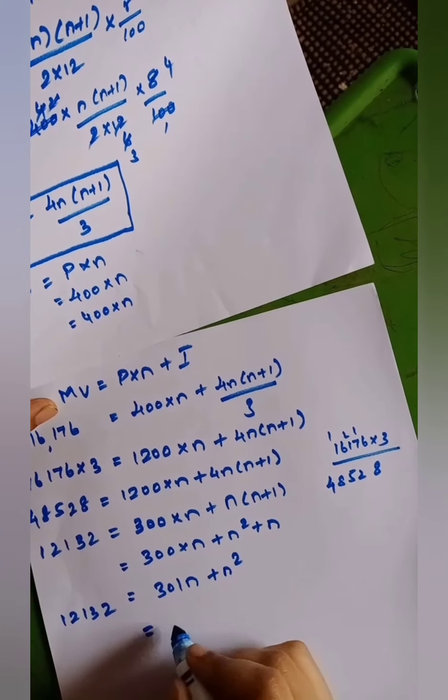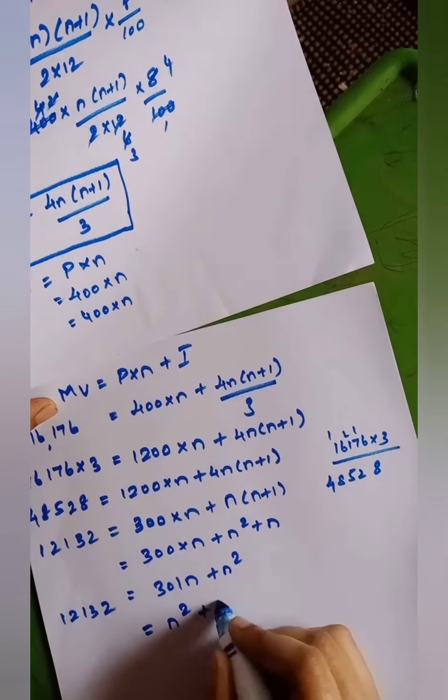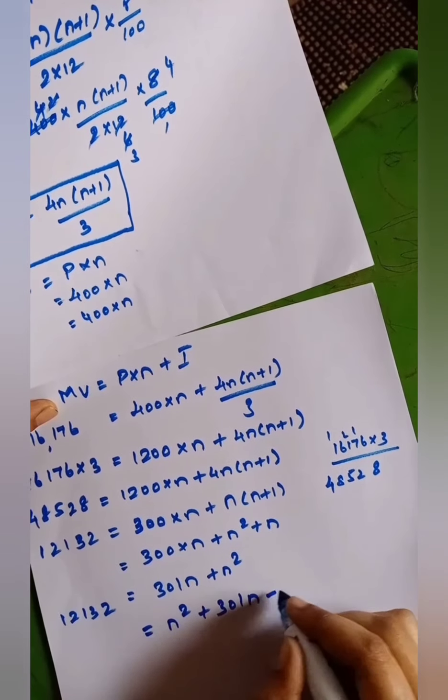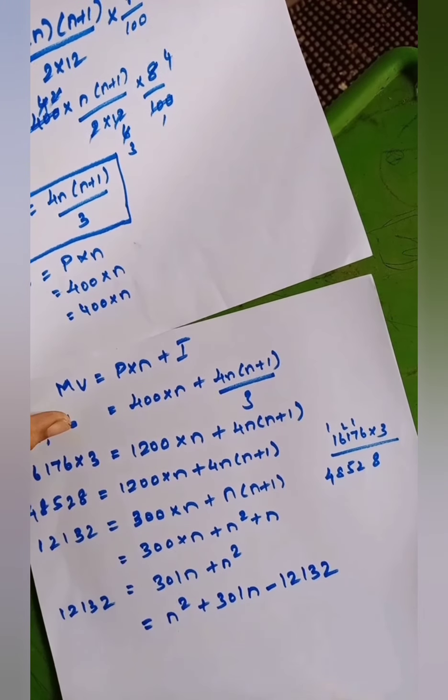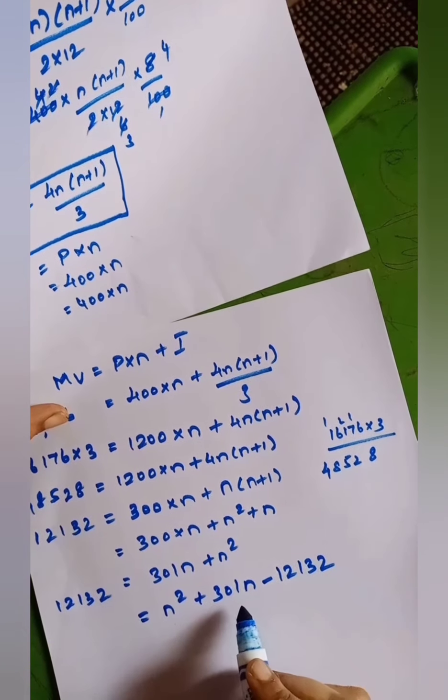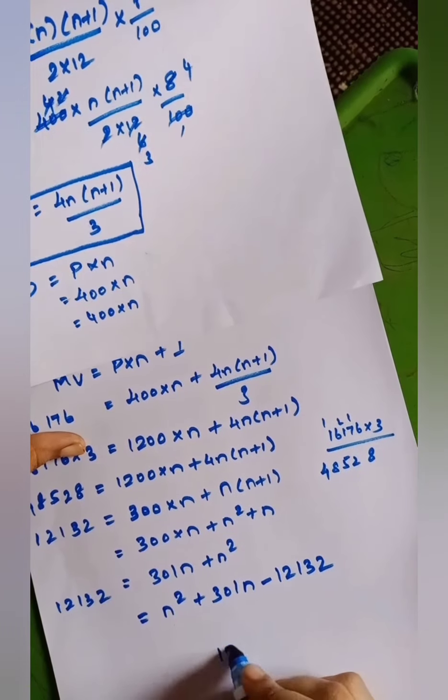Now we will make it an equation: n square plus 301n minus 12,132. Now from this equation we have to find the value of n. We will go with this method.